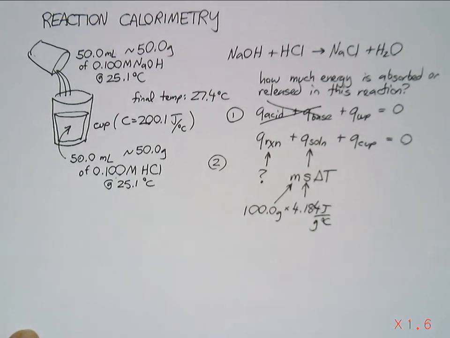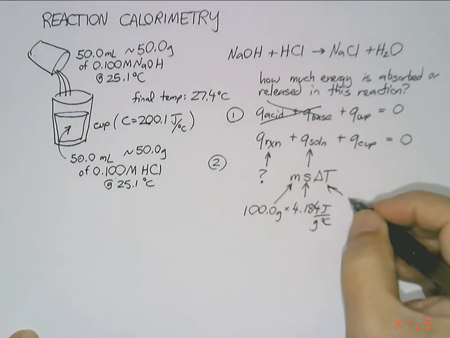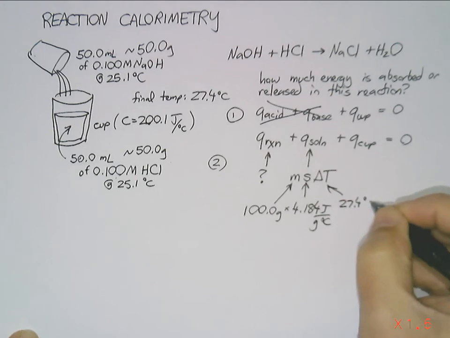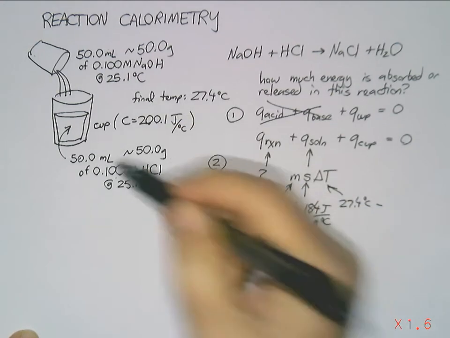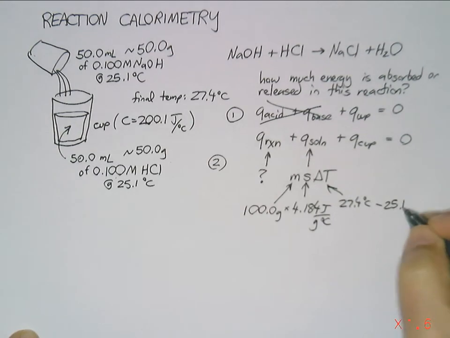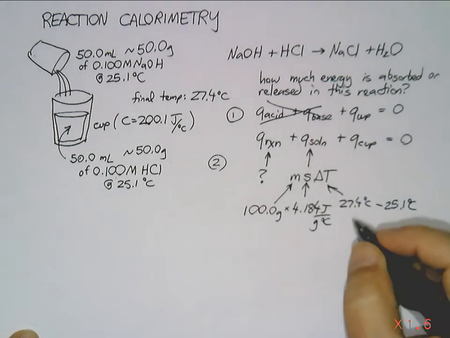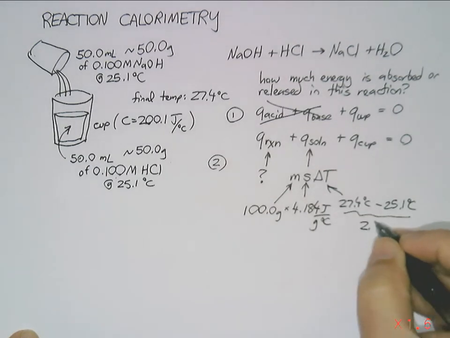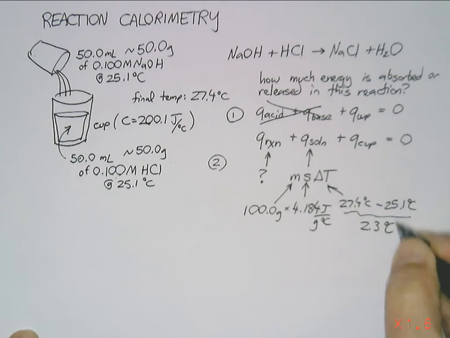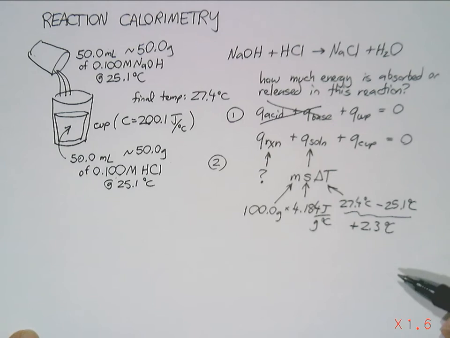So I can look that up for water. And then the temperature change is going to be the final temperature, which was 27.4, minus the initial temperature, which was, in both cases, 25.1. And if I do the math there, what is that? 2.3 degrees C. And it's positive, and that means that the temperature rose. We had talked about that in the last worksheet. The sign on delta T is positive if the temperature went up, and it's negative if the temperature went down.